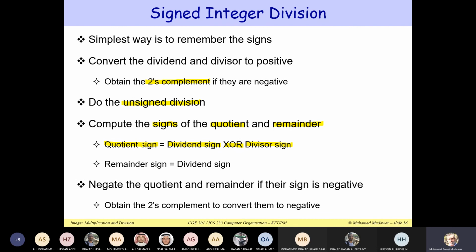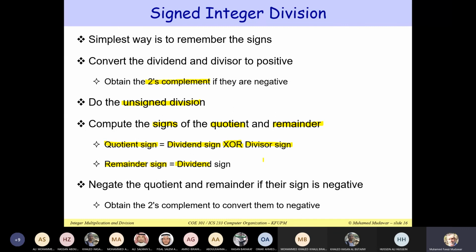We use the XOR. The nice thing about the XOR gate is that it gives you 1 if the inputs are different. That is, 0 XOR 1 or 1 XOR 0 will give you 1. If both are 0 or both are 1, you get 0. That's exactly what we need for the sign of the quotient. In the case of the remainder, the sign is equal to the sign of the dividend. I'm going to show you some examples.